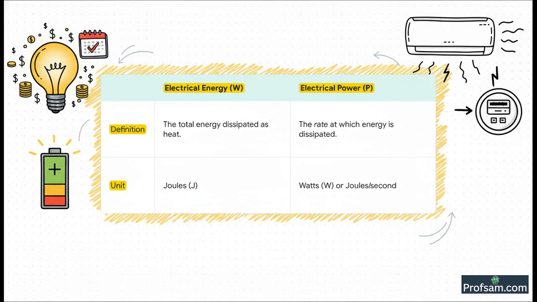clear. Energy is the total amount of work done. Its unit is joules. Power, on the other hand, is the rate, how fast that work is being done. Its unit is watts, which is really just joules per second. Here's the best way to remember it.